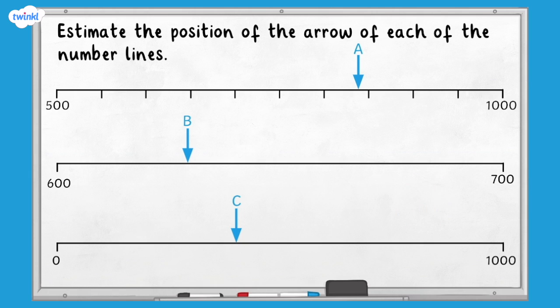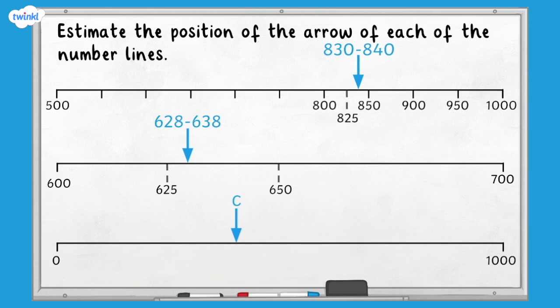How did you get on? Let's take a look together. Pause the video again if you want to take a closer look at the markings used to help you estimate. A good estimate for the number at point A would be between 830 to 840. A good estimate for the number at point B would be between 628 and 638. A good estimate for the number at point C would be between 390 and 410.